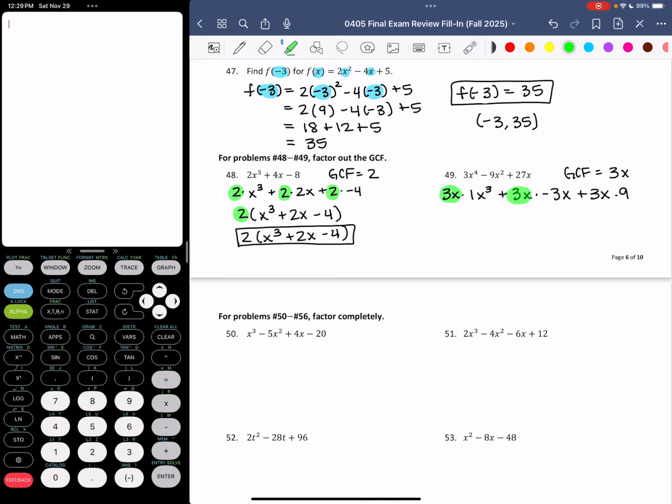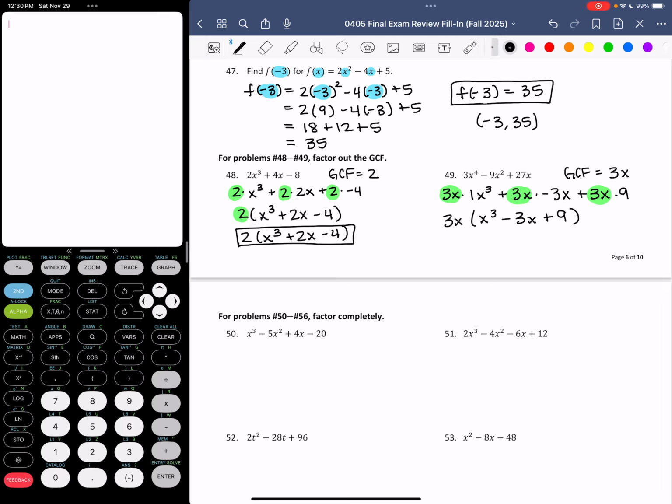So now my GCF, 3x, is going to move to the outside of my parentheses. That's what I'm factoring out. Okay, and then we're going to put a 1x to the 3rd, or just x to the 3rd. I have plus negative 3x. So I'm just going to put minus 3x here.